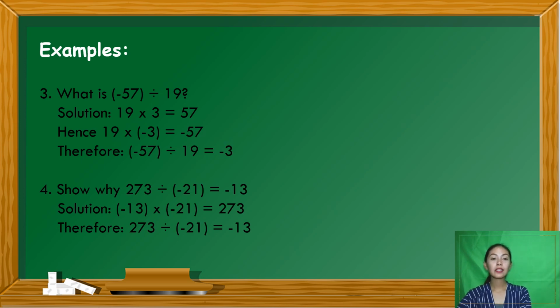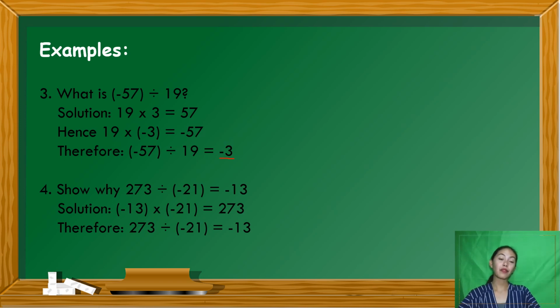Next, what is negative 57 divided by 19? As we all know, 19 times 3 is 57. And since 57 is negative, we must multiply two numbers with different signs. So we have 19 times negative 3, which is equal to negative 57. Therefore, negative 57 divided by 19 is equal to negative 3.